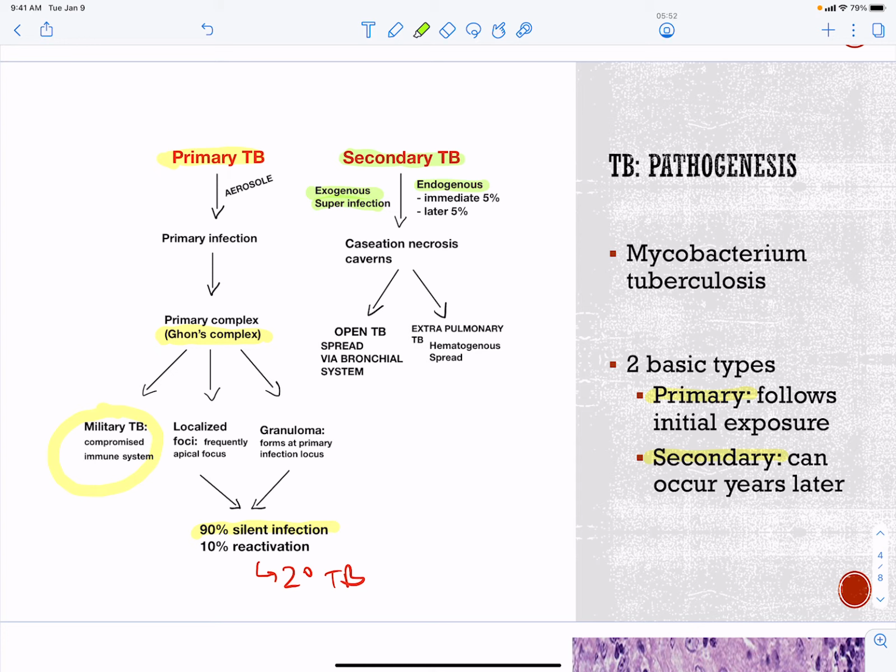And then in the secondary TB, you have caseous necrosis that occurs in caverns within the lungs. It can lead to open TB, which you get spread to the bronchial system and also becoming contagious. Or you can have extrapulmonary TB, and this is where you get spread through the blood system to other areas of the body, including the central nervous system.